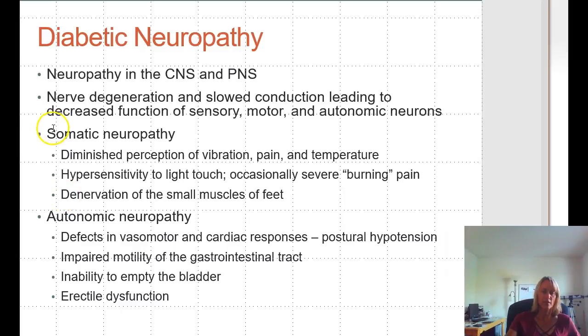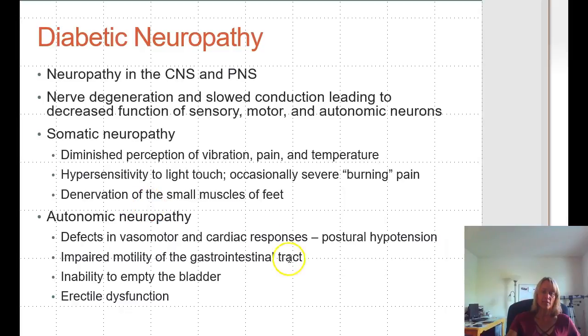So with the somatic nerves, damage to them can lead to diminished senses or hypersensitivities to senses. So, for instance, diminished perception of temperature or pain. It can cause hypersensitivity to touch and burning pains.